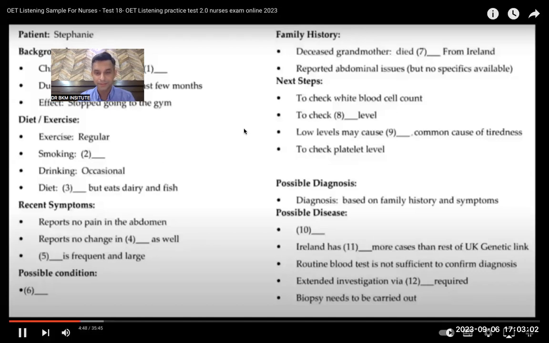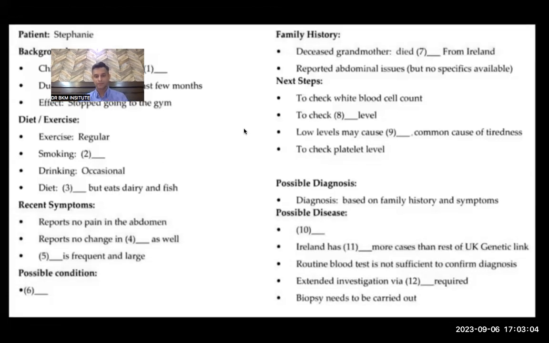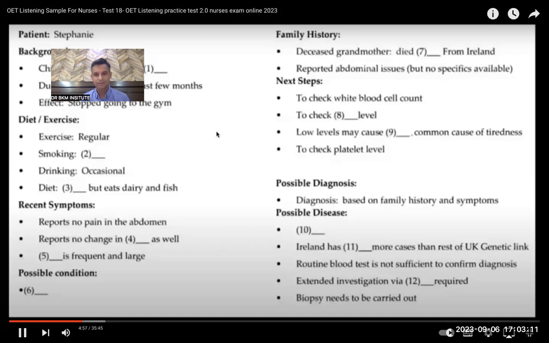So with the investigations, what would you actually be looking for? Well, the first thing would be to see if your white cell count, hemoglobin, platelets, and the like are within normal ranges.